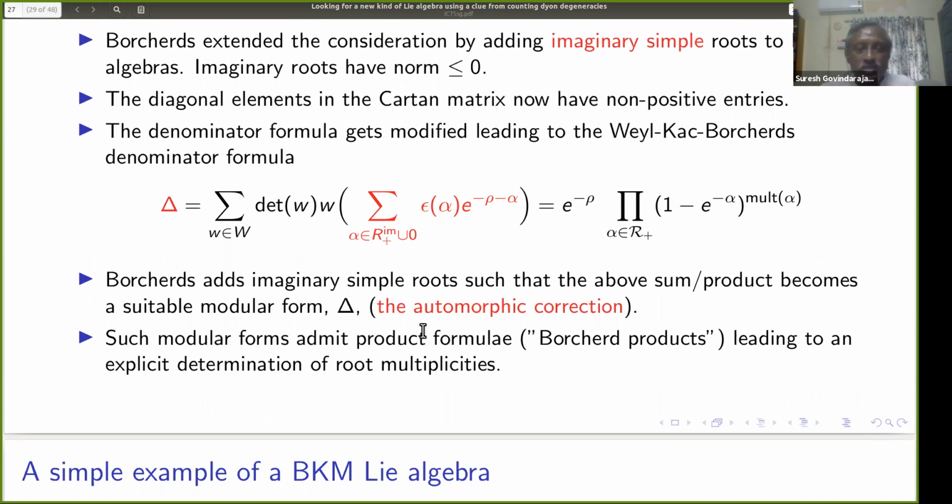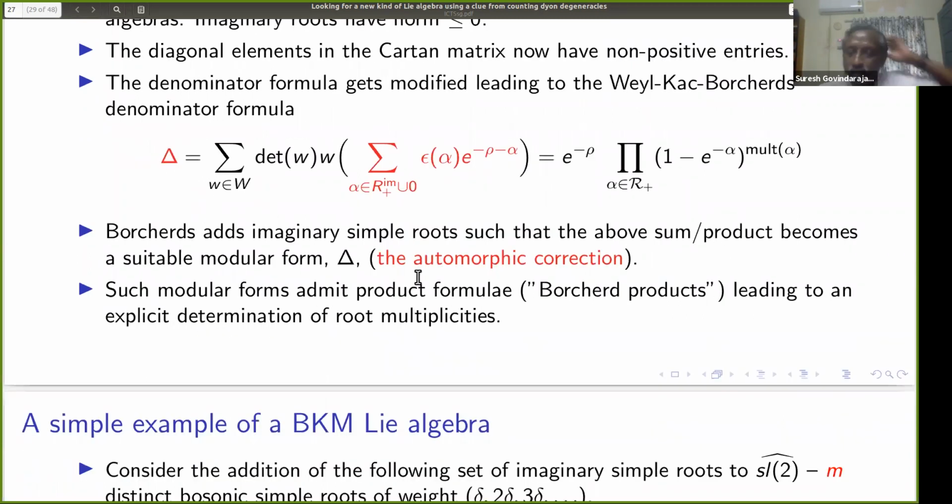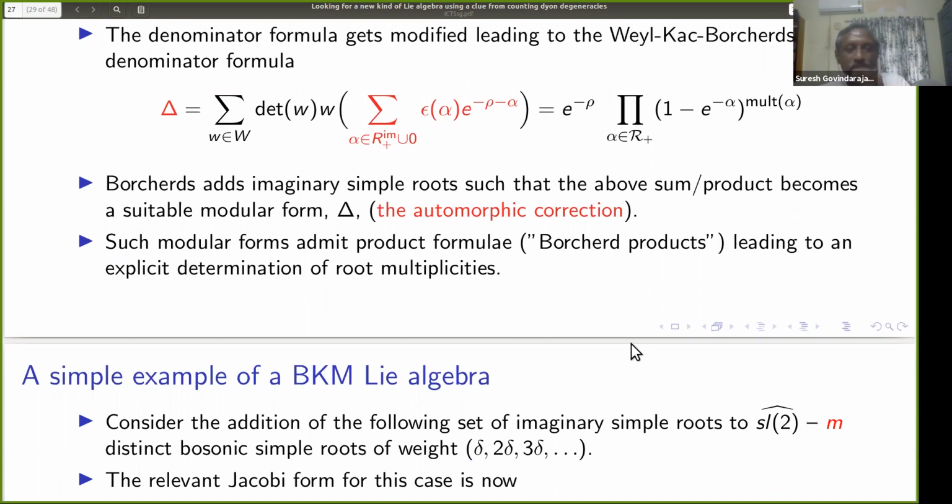So what Borcherds did was, how do we make this work? You add enough imaginary roots such that the above sum or product becomes a suitable modular form, delta, the automorphic correction. The product formulae which he derived for these things are called Borcherds products, and they lead to an explicit determination of root multiplicity.